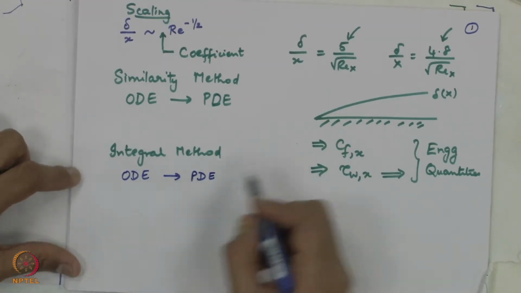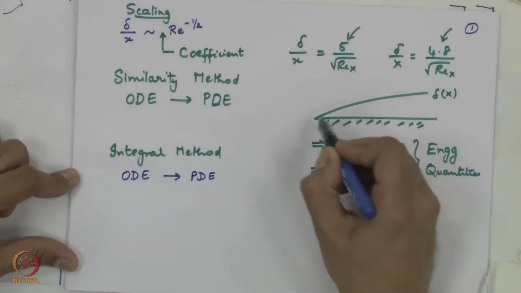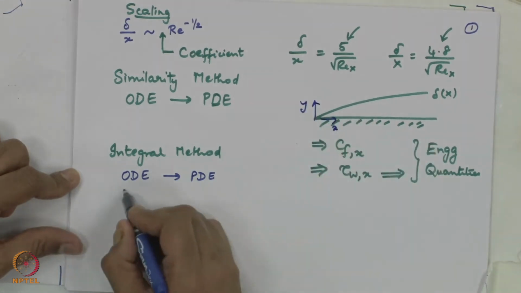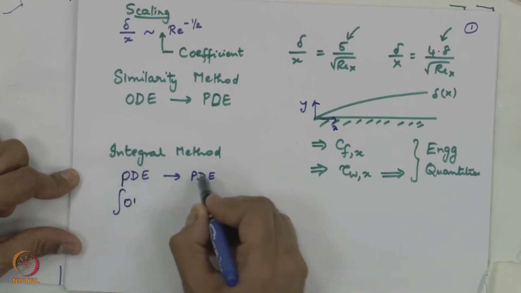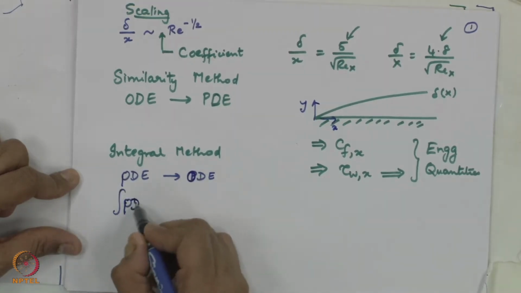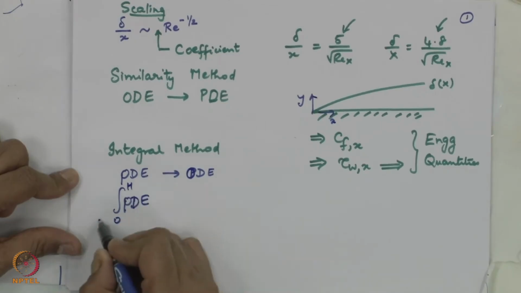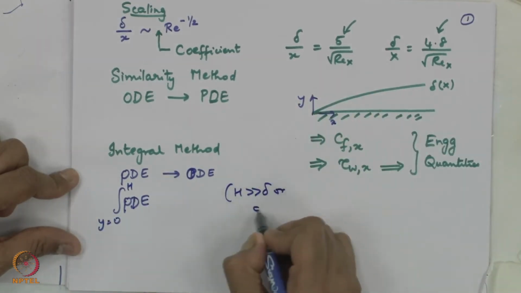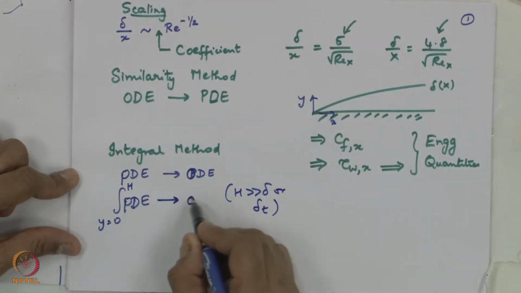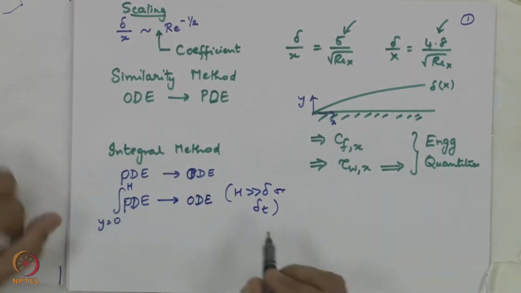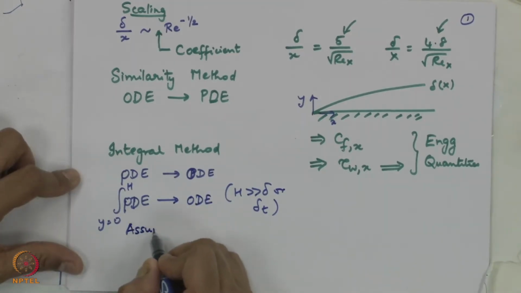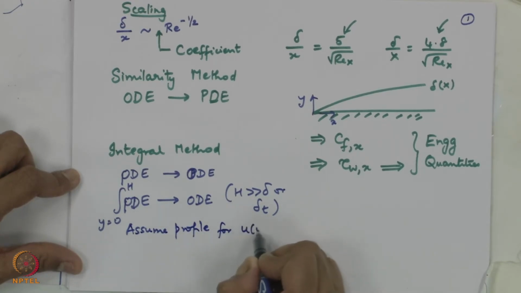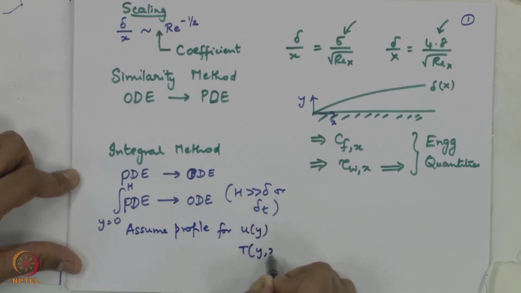The integral method basically integrates everything over a domain, where this is y, and this is x. There is integration carried out of the PDE to an ODE. Integration of the PDE over y is equal to 0 to some y is equal to h, much greater than delta or delta t, and then you convert this to an ordinary differential equation. Then you assume profiles for u of y or T of y comma x.